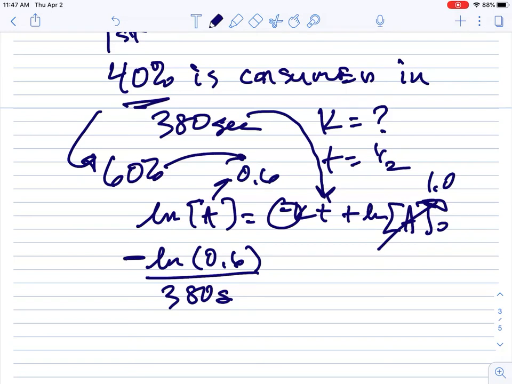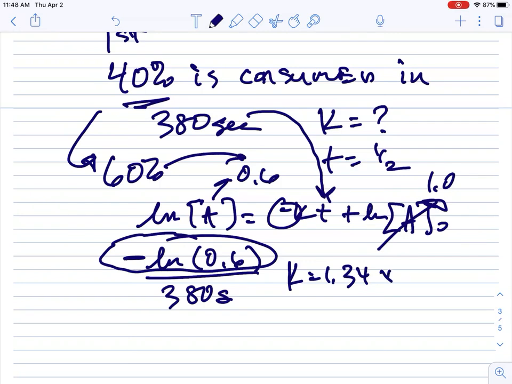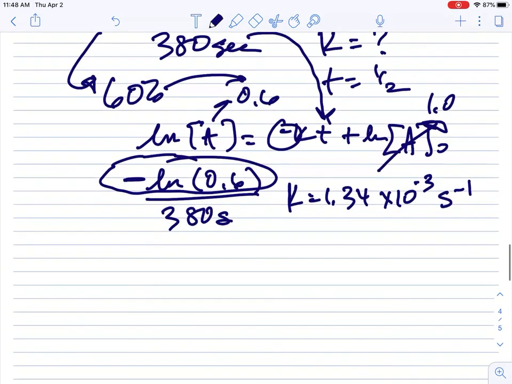Because I'm looking for my value of K, and it's first order, my units have to be 1 over seconds, which is going to work out because anytime you take the natural log of something, all the units go away. So I get a value of 1.34 times 10 to the negative third s to the negative 1. So that's a very, very small value of K.